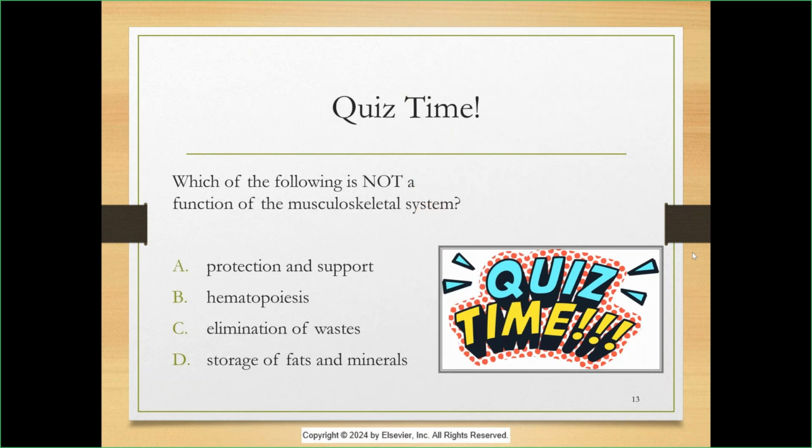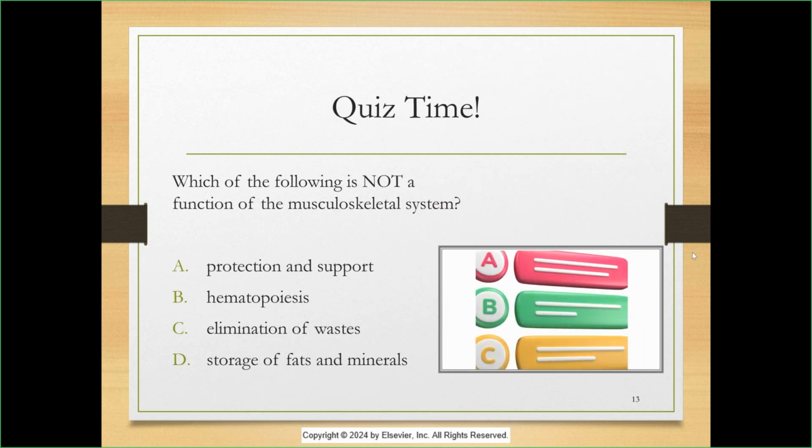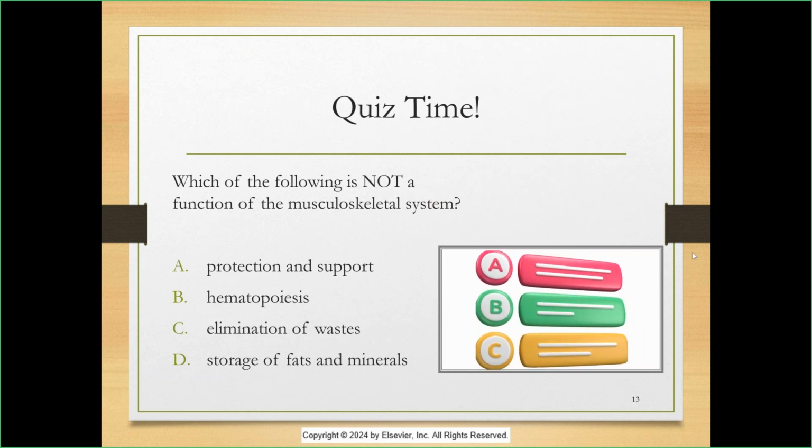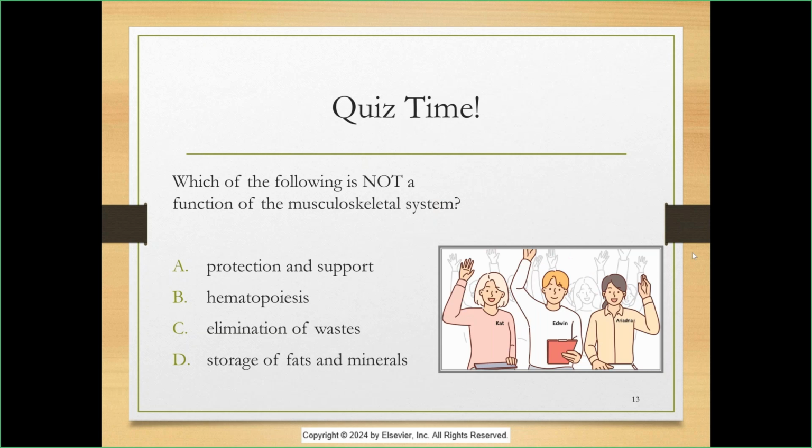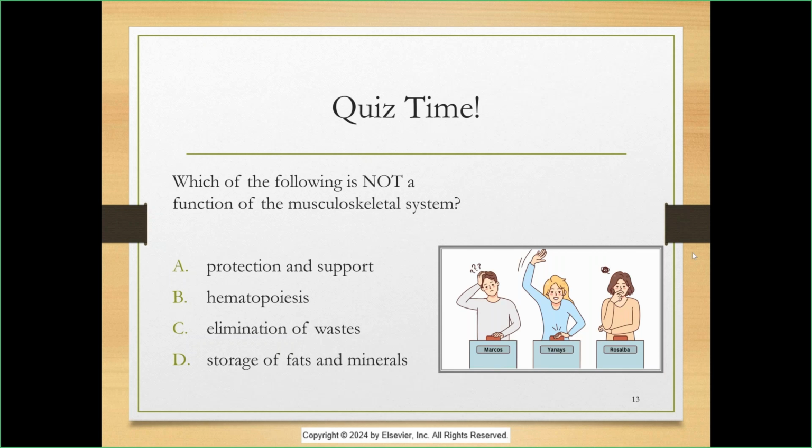Quiz time. Which of the following is not a function of the musculoskeletal system? A. Protection and support. B. Hematopoiesis. C. Elimination of wastes. D. Storage of fats and minerals. One volunteer at a time, please.